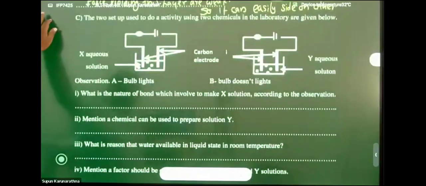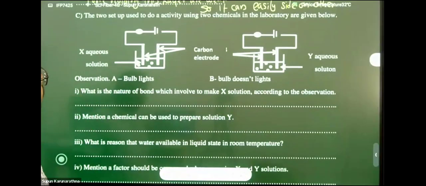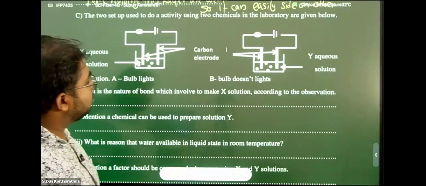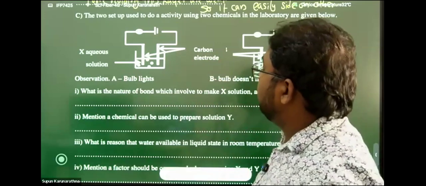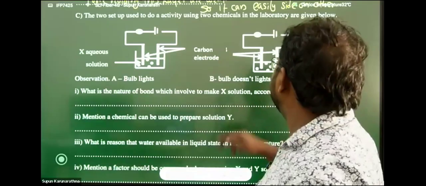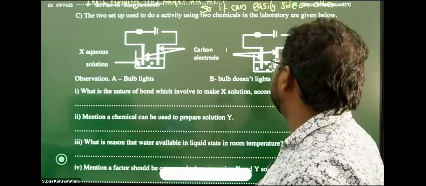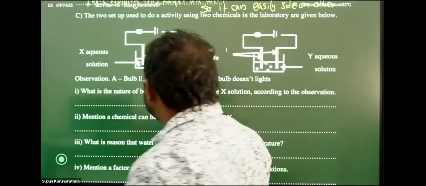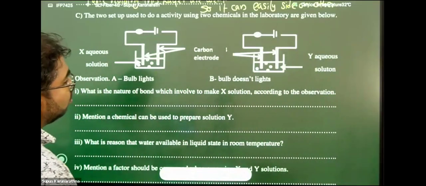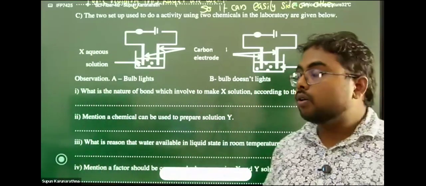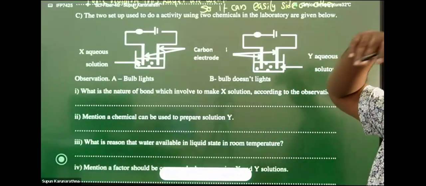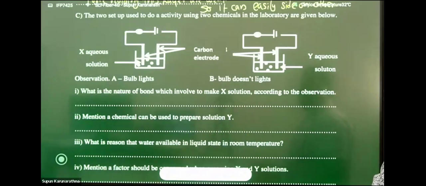Right, the two setups used to do the activity using two chemicals in the laboratory are given below. X is an aqueous solution. Observation: you can see that in A the bulb lights, and in B the bulb doesn't light. Y is an aqueous solution. Carbon electrode is there. What is the nature of the bond involved in making the X solution according to the observation?